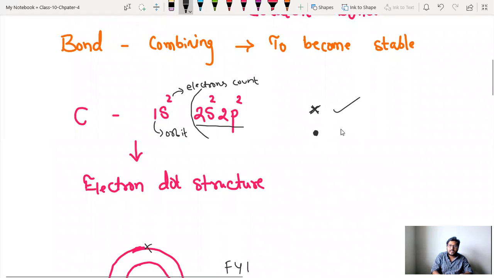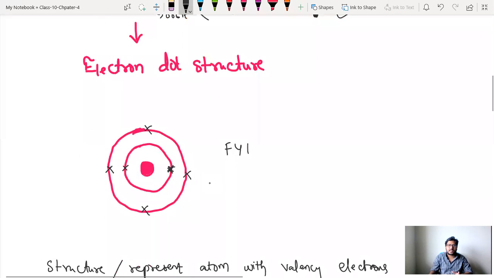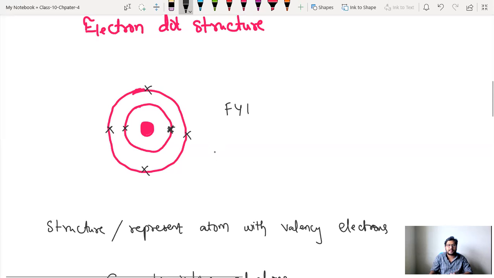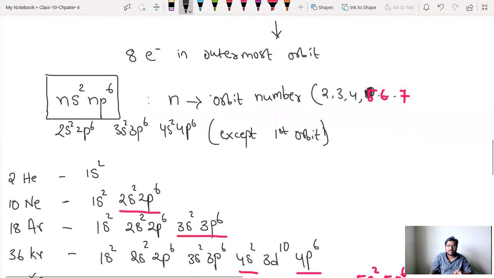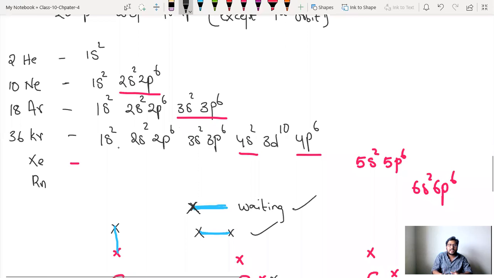Electrons can be represented using a cross mark or a dot. This is the electron dot structure. This is not the structure you are going to draw in your 10th. You are not drawing this. Carbon 1s2, 2s2, 2p2, 4 electrons are there. Still it needs 4 electrons to become stable. Every atom tries to acquire the octet electronic configuration. Octet means 8 electrons in the outermost orbit, so the octet formula is ns2np6. Whichever stable atom you take, helium, neon, argon, krypton, xenon, radon, these stable atoms have ns2np6 as the outermost orbit.